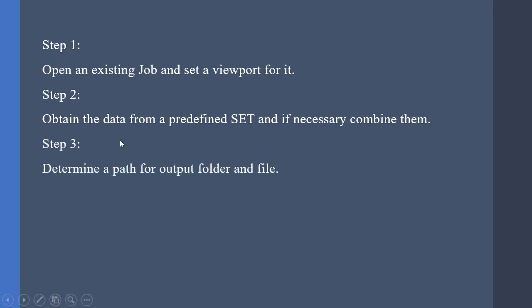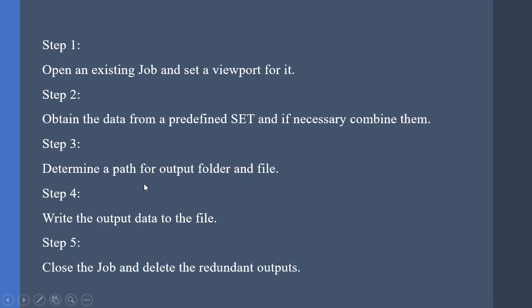Next, we have to determine a path for the output folder and file. Step 4, we are going to write the output data to the file, and we are going to close the job and delete the redundant outputs. Step 5 might not be necessary for a single analysis, but if you are going to do, for example, an optimization job, etc., step 5 might be necessary, because if we do not close a job, the memory of the system might be overloaded.